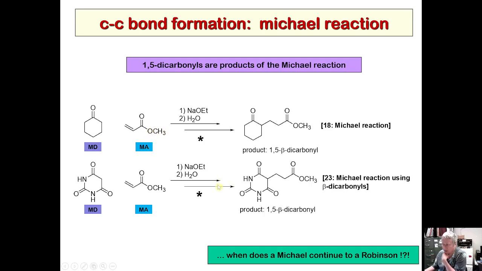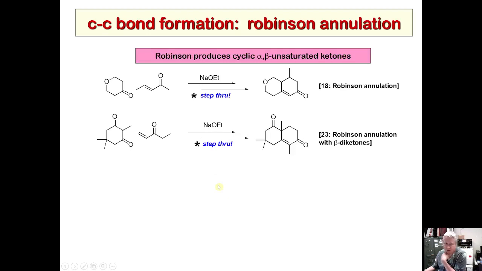Okay, so let's talk about the Robinson now. This just shows a couple examples of a Robinson. Again, just like with the Michael, there's the chapter 18 or earlier version, and the chapter 23 later version. They're all the same. It's the same sequence, with a couple of steps. You've reviewed this recently. I'll show what those steps are. You might try practicing this on your scratch paper to see if you can make it over to the product.